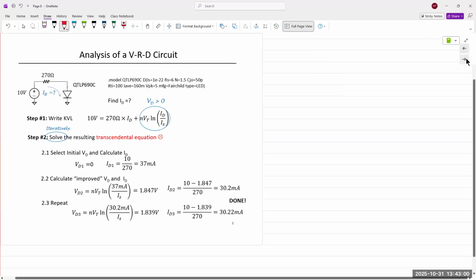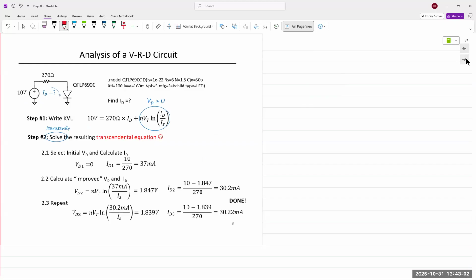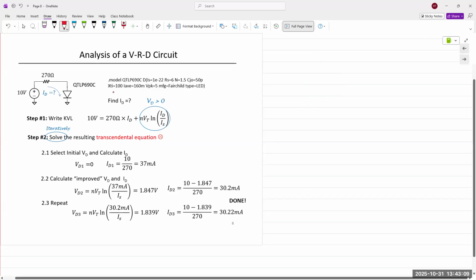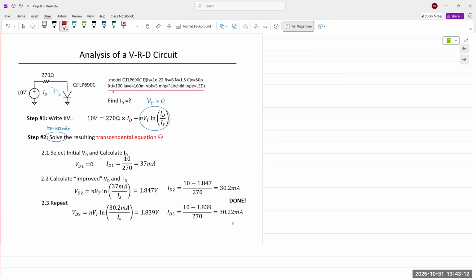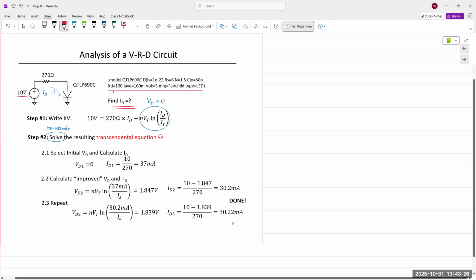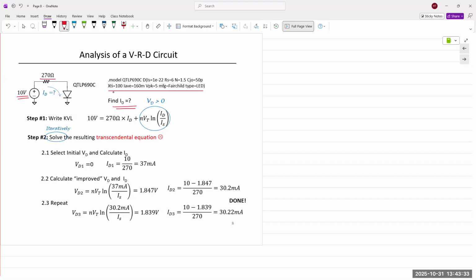Okay, further analysis. How can we use the equation to solve it directly? So we have this model, everything is given to us. We are asked to find ID. We're only told VD is greater than 0. The voltage source is given as 10 volts. Resistance is given as 270 ohms.